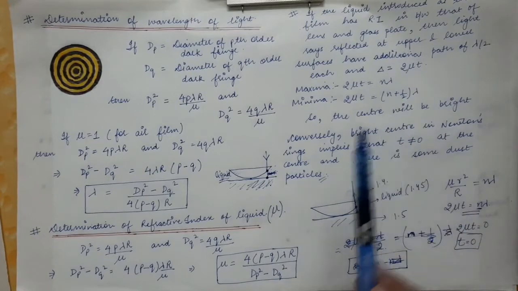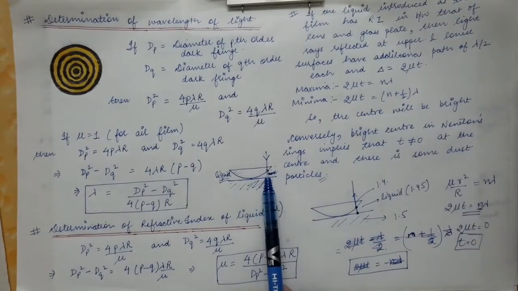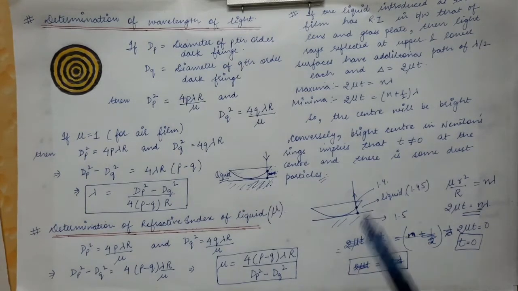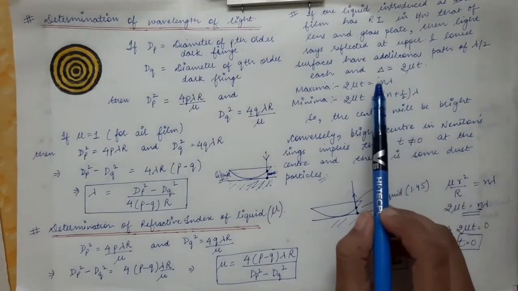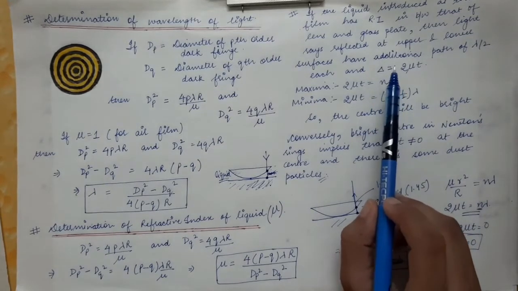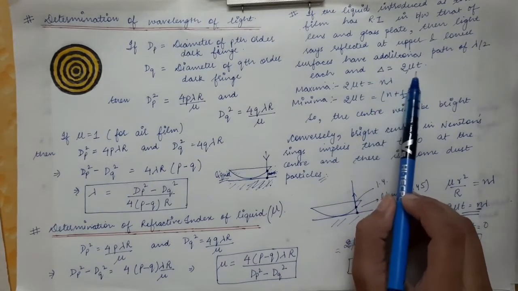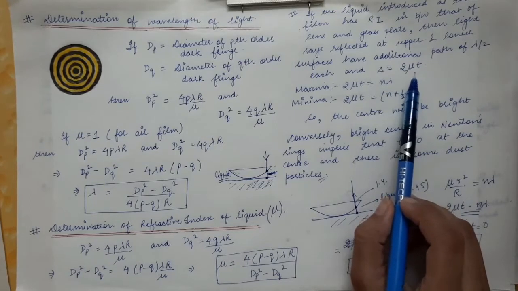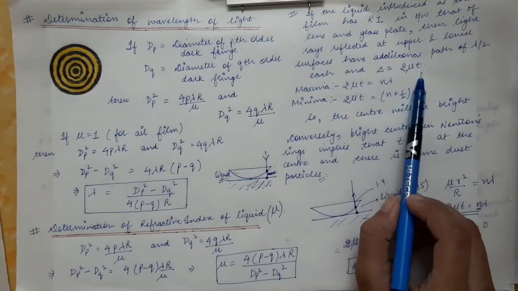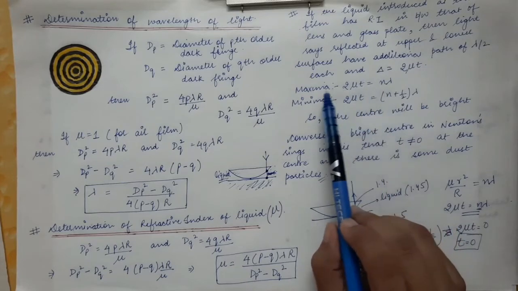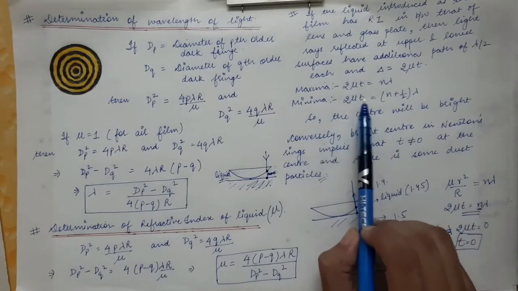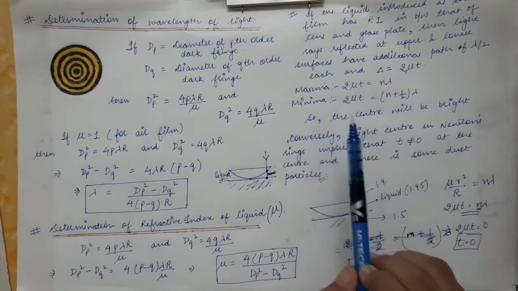So there will be an additional path of lambda by 2 in the first reflected ray, as well as a lambda by 2 path will be introduced in the case of the second reflected ray also. Therefore lambda by 2 plus lambda by 2 will be equal to just lambda. So we can say there will be no change in the path difference. The path difference will remain the same, equal to just 2 mu t. Now when the 2 mu t path difference is equal to n lambda, we will get maxima, and when the path difference is equal to n plus half lambda, we will get minima.